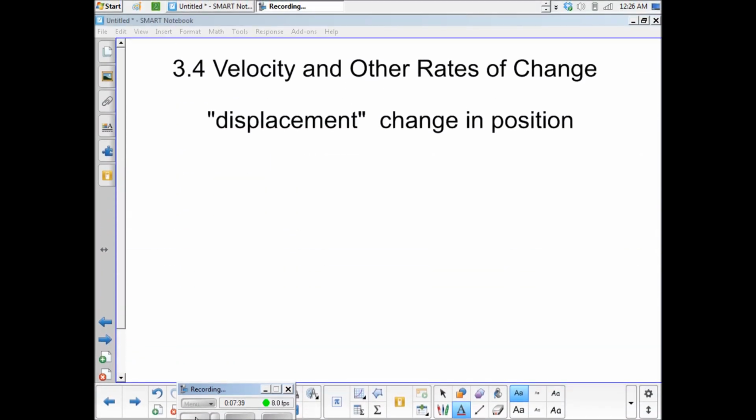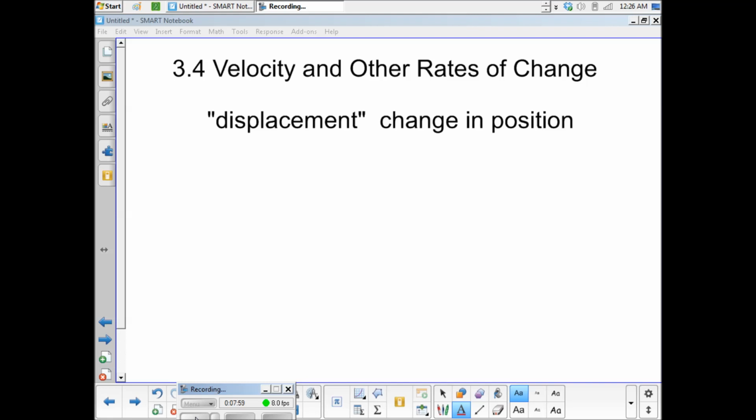Okay, here's a word you'll see quite often, displacement. Not to be confused with distance. So some of you know what this word means already. The word displacement just means literally change in position. So if something moves 1 inch, its displacement is 1 inch. It's not to be confused with distance.